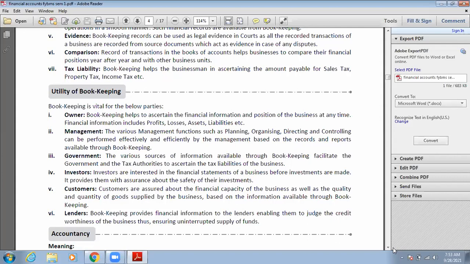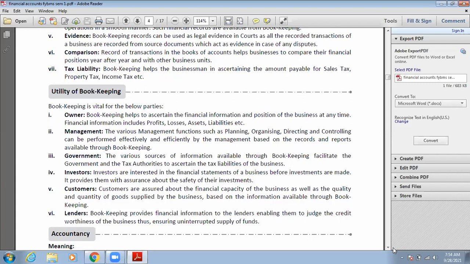Okay, very good. So what is the utility of the bookkeeping? That means why the bookkeeping is very important. Bookkeeping is satisfying the needs and wants of whom? Okay, the first one is owner of the business. That means who started the business, the promoter जिसने business start किया है. He should know कि उसके पास कितना profit है, कितना loss है, what is the asset, what is the liability.